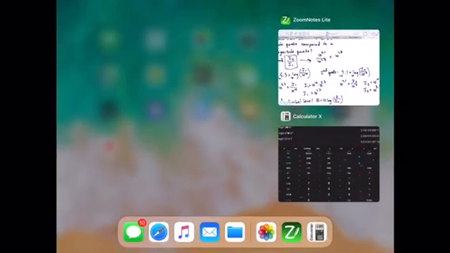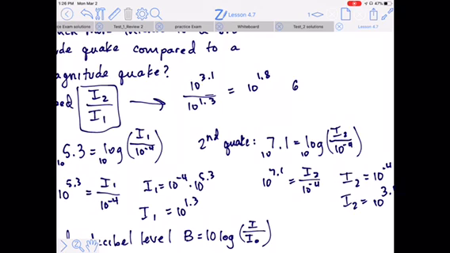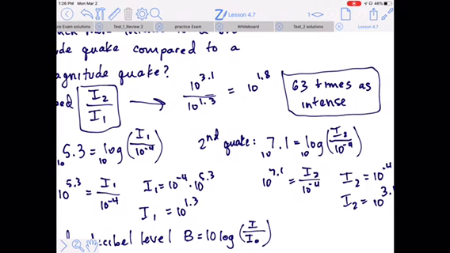Let's go back to our calculator. 10 to the 1.8 is 63 times as intense. What that means is a 7.1 magnitude is 63 times as powerful or more intense than a 5.3 magnitude earthquake. Quite a big difference there.